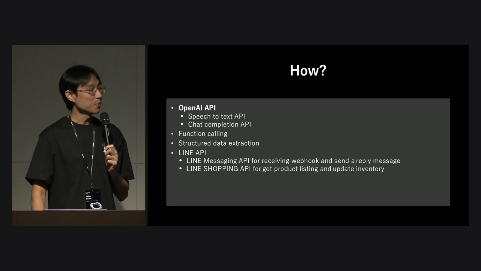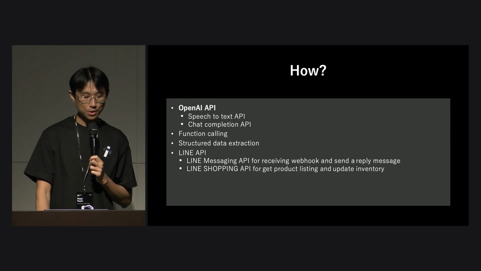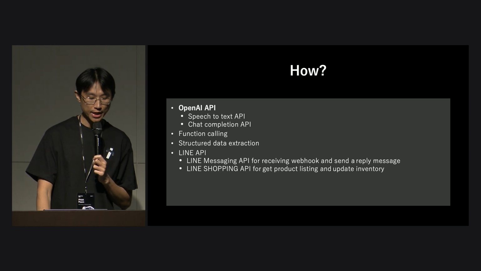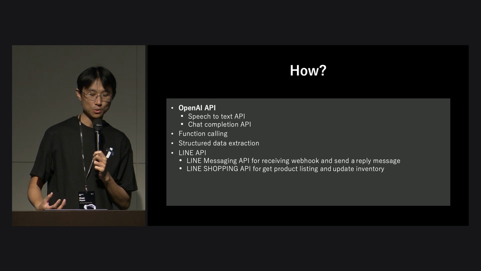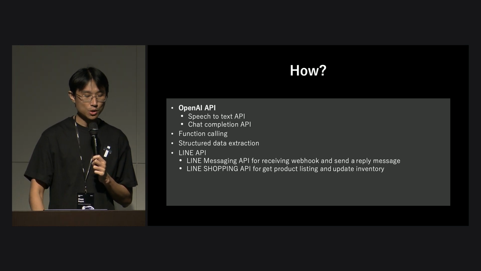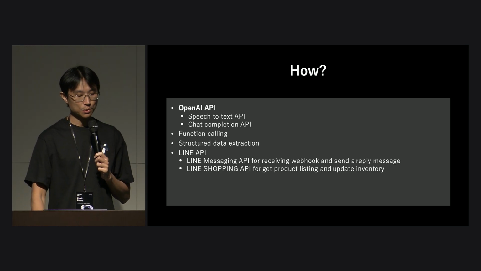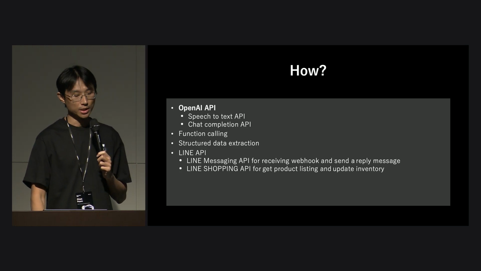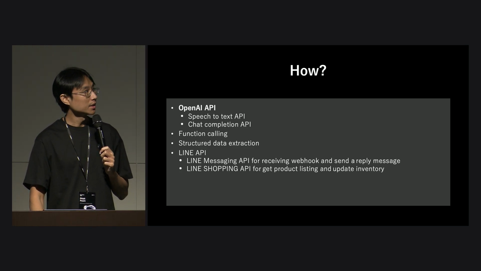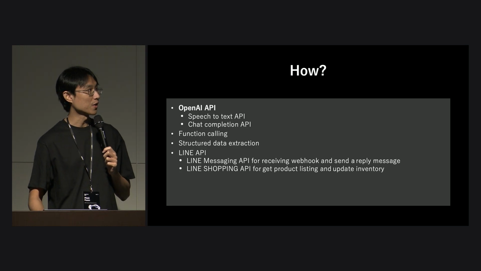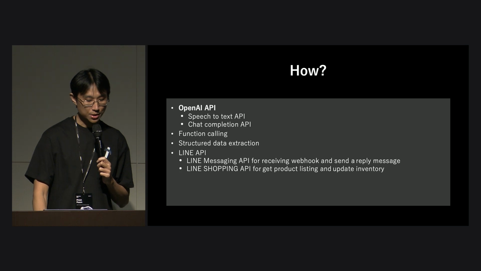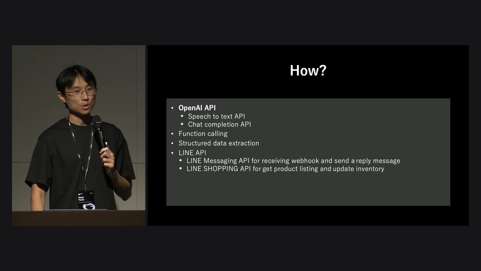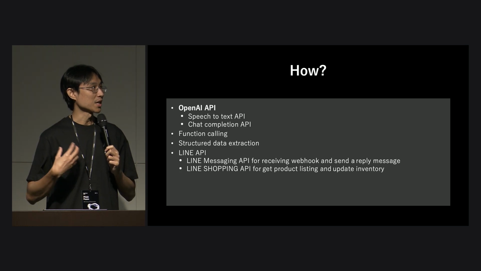How did we do that? First, we use the OpenAI API. The first one we use is the speech to text API, which can convert an audio file into text. Then we use the chat completion API to let the LLM do the next one, which is function calling. Basically, it will return which function we should call. After that, we also use a technique called structured data extraction, so basically we can get the data out of the structured format.